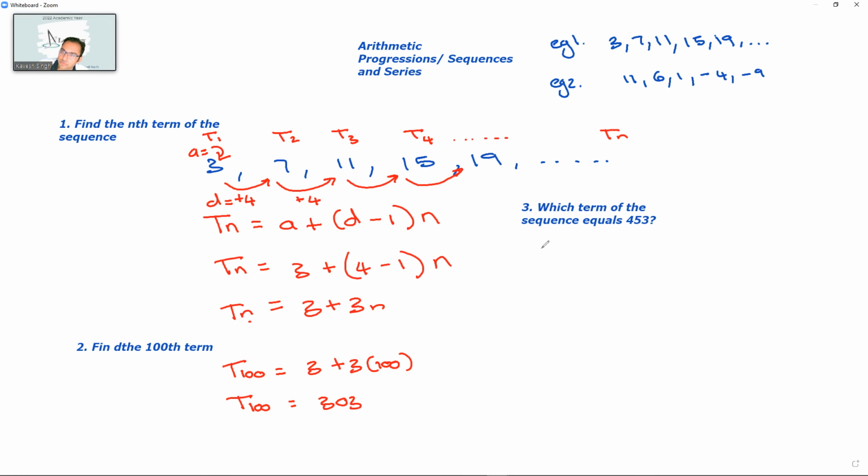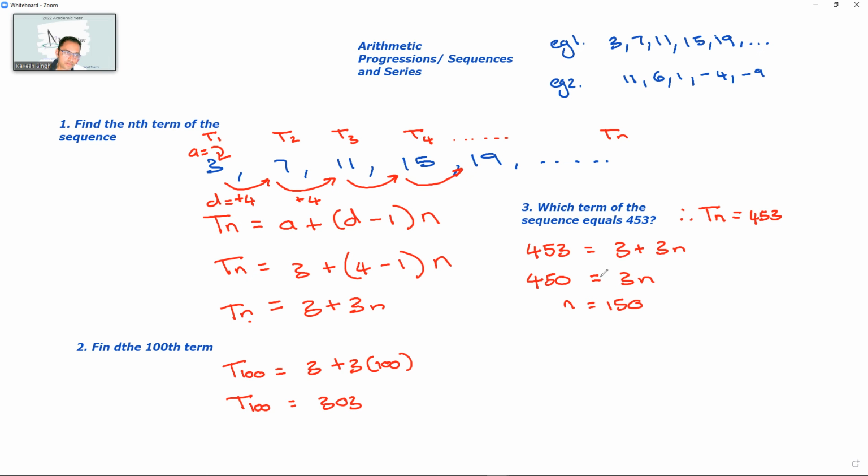So then we replace. Therefore, for this one, we're saying Tn is equal to 453. Find n. So we take our nth term and we make that equal to 453, and that's equal to 3 plus 3n. I then subtract the 3 on the other side, giving 450, and I divide by 3, giving me n equals 150. So the 150th term will equal 453.